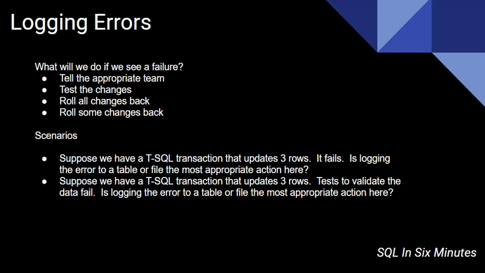Okay. In some cases and in some environments, the next step is going to be automatic, right? In some environments, we are going to log it to a table or to a file because that's what's going to be needed, and then we may have to look at it, okay? So I'm going to do a couple of scenarios here, and the answer to these scenarios is it depends, right? It's not a hard and fast rule because it will depend on the environment we're in. But suppose we have a T-SQL transaction that updates 3 rows, it fails, so it doesn't update the 3 rows.